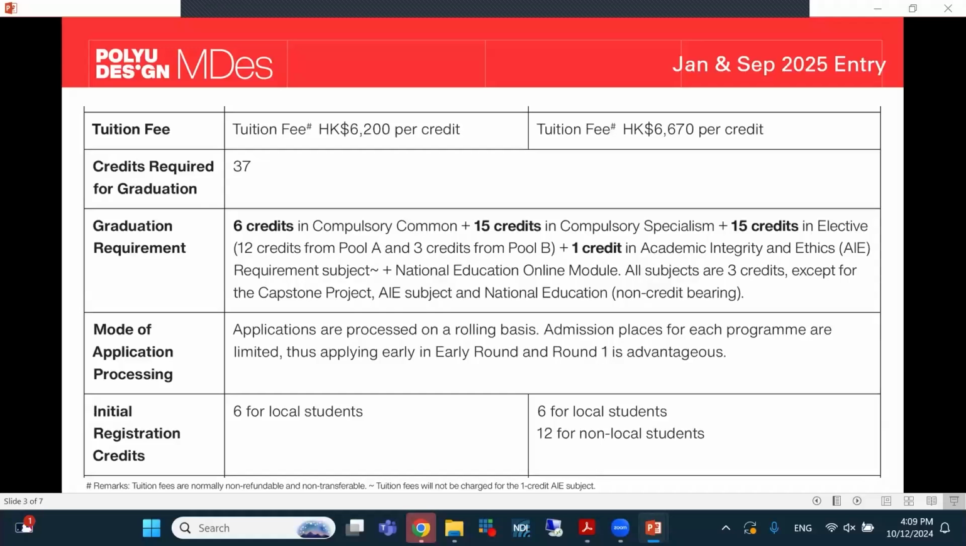The fourth distinction is the tuition fee per credit difference due to the adjustment of tuition fee levels. The credits required for graduation remain unchanged at 37, which includes the 1 credit academic integrity and ethics requirement subjects, for which no tuition fees will be charged. The tuition fee is around 223,000 Hong Kong dollars for the 2024-25 academic year, and 240,000 Hong Kong dollars for 2025-26.